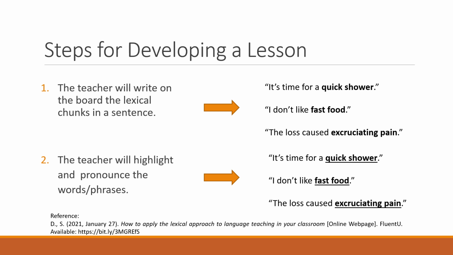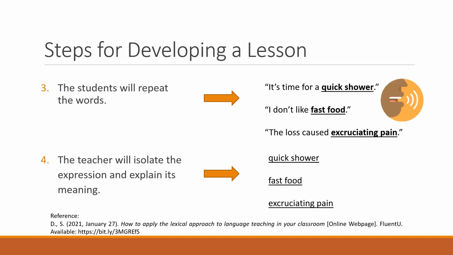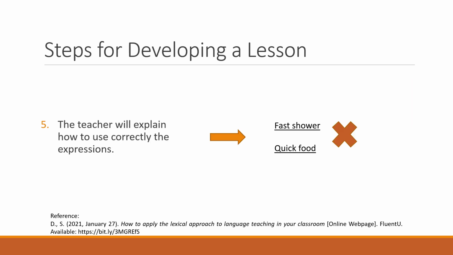First, the teacher will write collocations in a sentence on the board. Secondly, the teacher will highlight and pronounce the phrases. Thirdly, the teacher will ask the students to repeat the sentences along with the lexical chunks. Subsequently, the teacher will isolate the expressions and explain their meaning according to the context used in class. And finally, the teacher will explain how to write and use correctly the expressions taught.